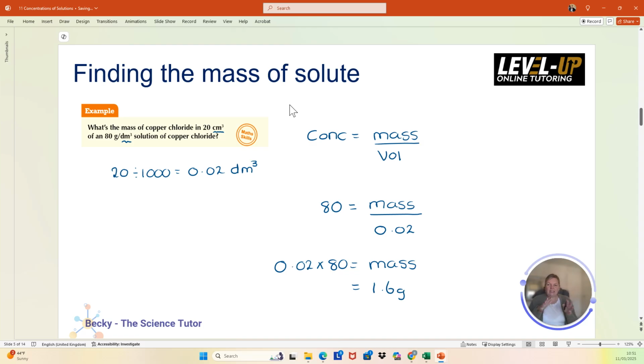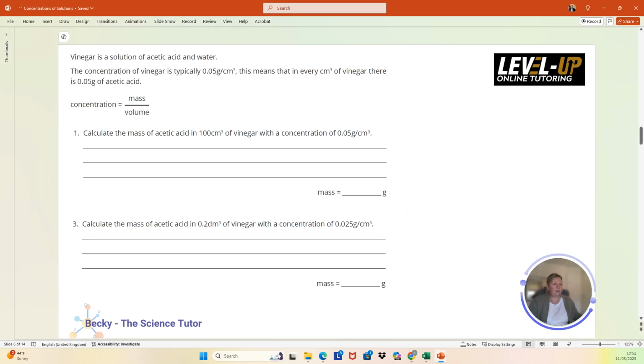So you can see that this calculation allows us to work out how much we need to dissolve. If I need this strength, I'm going to need that much solution, or that much solute. And so we can interchange that equation and work out the various parts. So let's have a look at a couple of questions and what we would do with those.